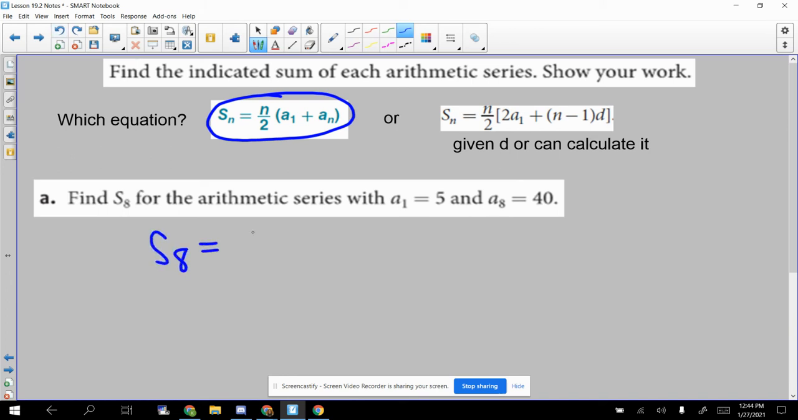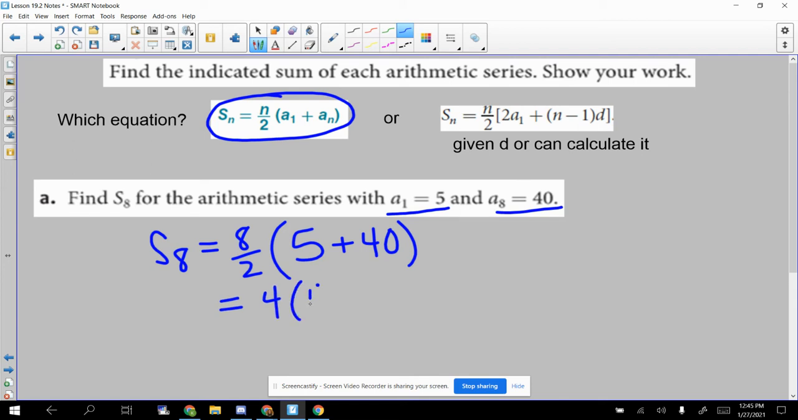So we plug in 8 divided by 2. They told us our A sub 1 is 5, and they told us that our A sub 8 is 40. So we're just going to plug those in. 5 plus 40 is 45. 8 divided by 2 is 4. So then 4 times 45 is 180. And that's it. That's your answer.